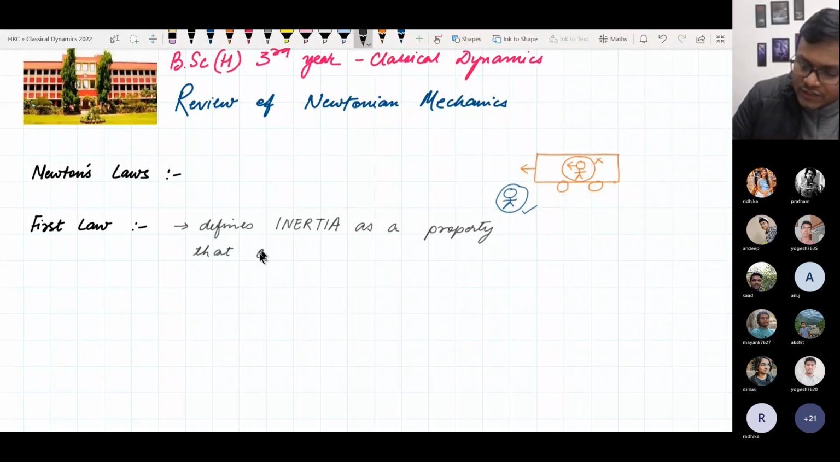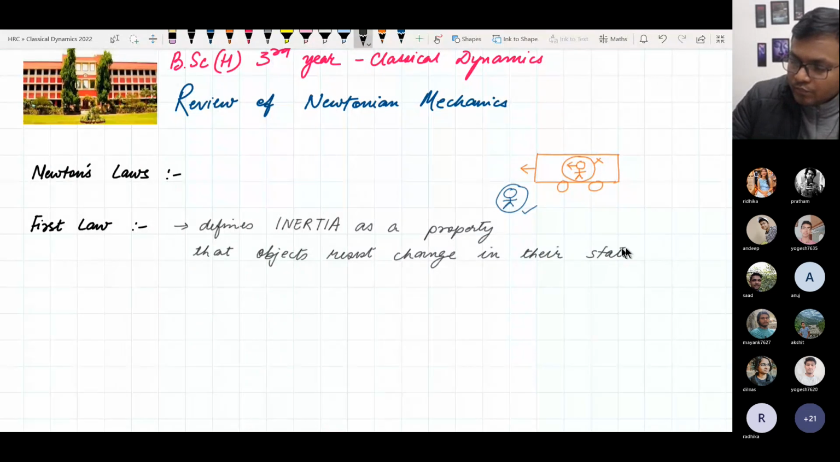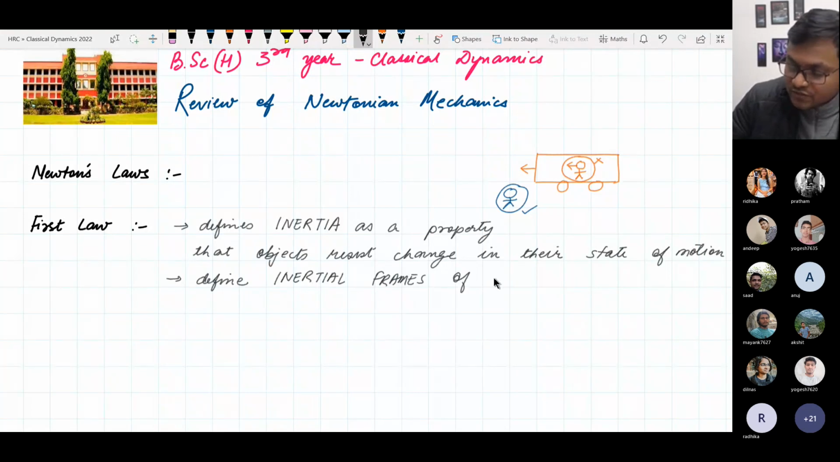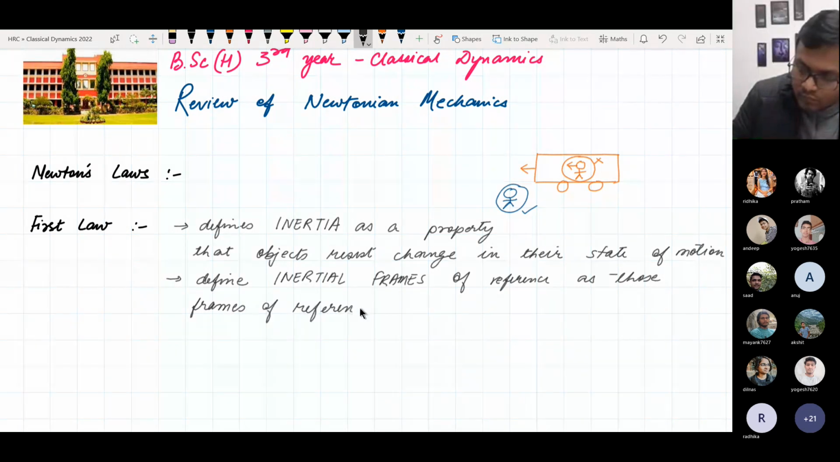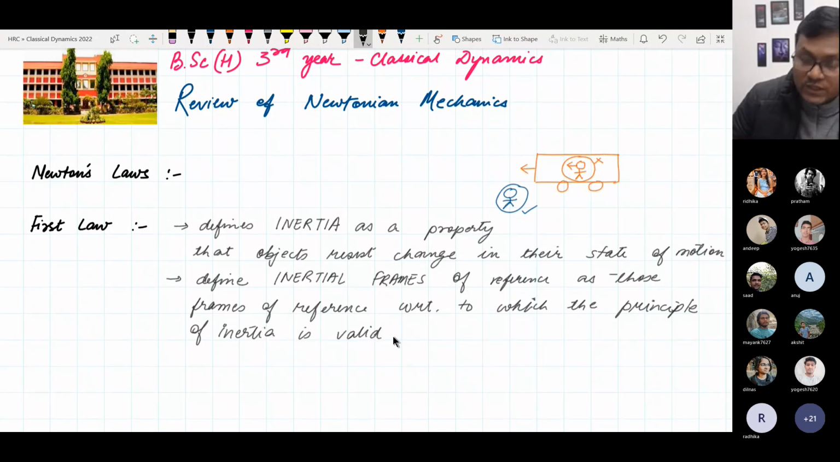that resists, that objects resist change in their state of motion, we must also define at the same time, simultaneously, inertial frames of reference as those frames of reference with respect to which the principle of inertia is valid. So one is incomplete without the other.